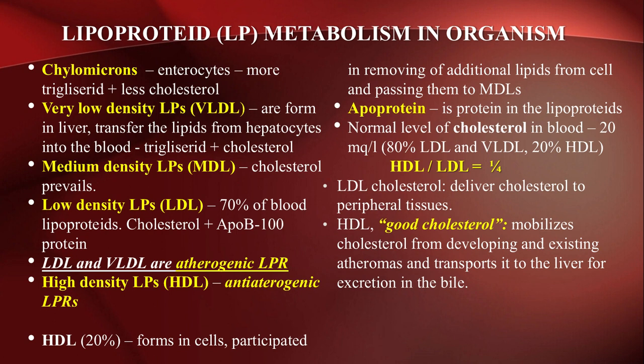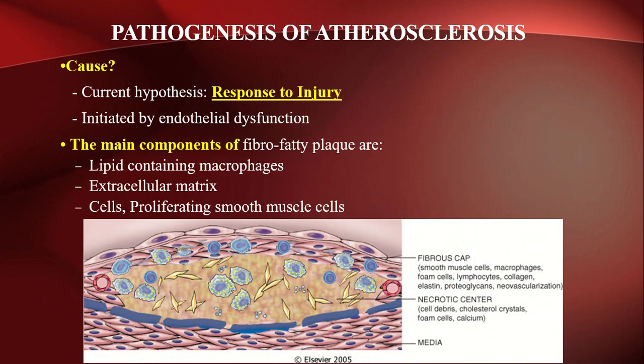The normal level of cholesterol in blood is 20 milligram per liter, and the ratio of HDL to LDL is equal to 1:4. The low density lipoprotein cholesterol delivers cholesterol to peripheral tissues. The good cholesterol, the high density lipoproteins, mobilizes cholesterol from developing and existing atheromas and transports it to the liver for excretion in the bile. So we discussed some theories about cholesterol and atherosclerosis formation. The current hypothesis is response to endothelial cell injury initiated by endothelial dysfunction.